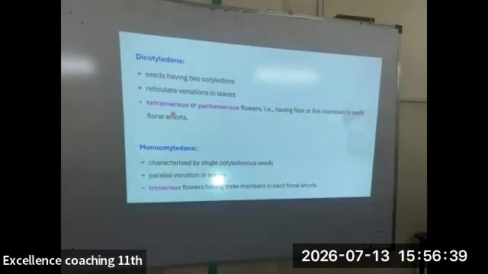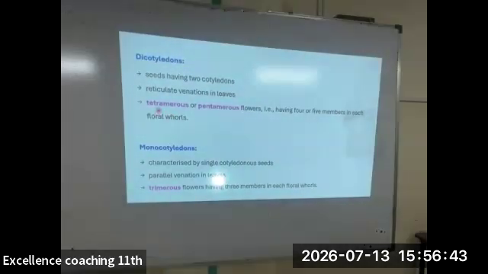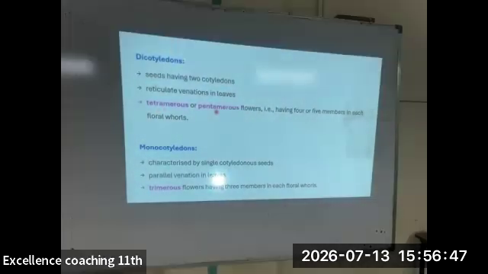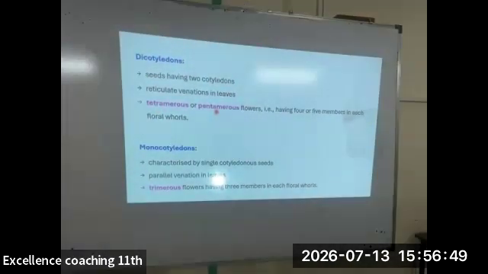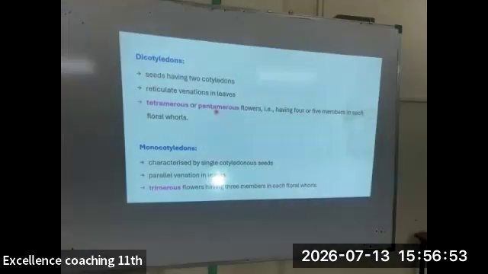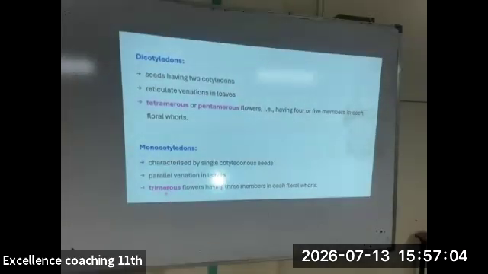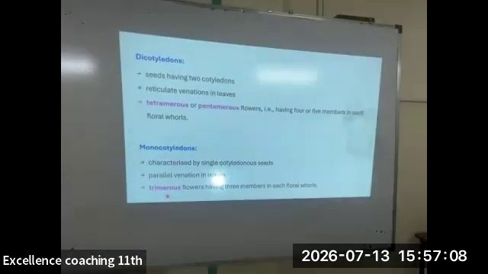Okay, so our whorls are tetramerous, pentamerous. Tetra means 4 or multiples of 4. Pentamerous means 5 or multiples of 5. You take any example, you will find this common pattern. All the whorls, all the parts, that is stamen, ovary, petals, sepals, all of them will have these many numbers. And in monocot it is trimerous, in multiples of 3.